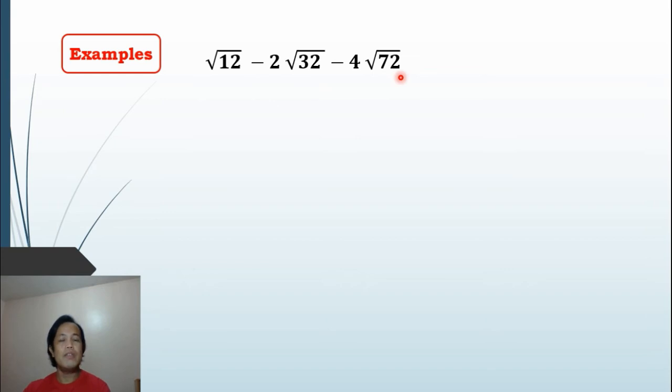Basically, as you have observed, they are not similar. They are different. So what we need to do here is that we just simplify these radicands. Since we can simplify 12 by factoring 12 using one of the factors as a perfect square, we can use 4 times 3.